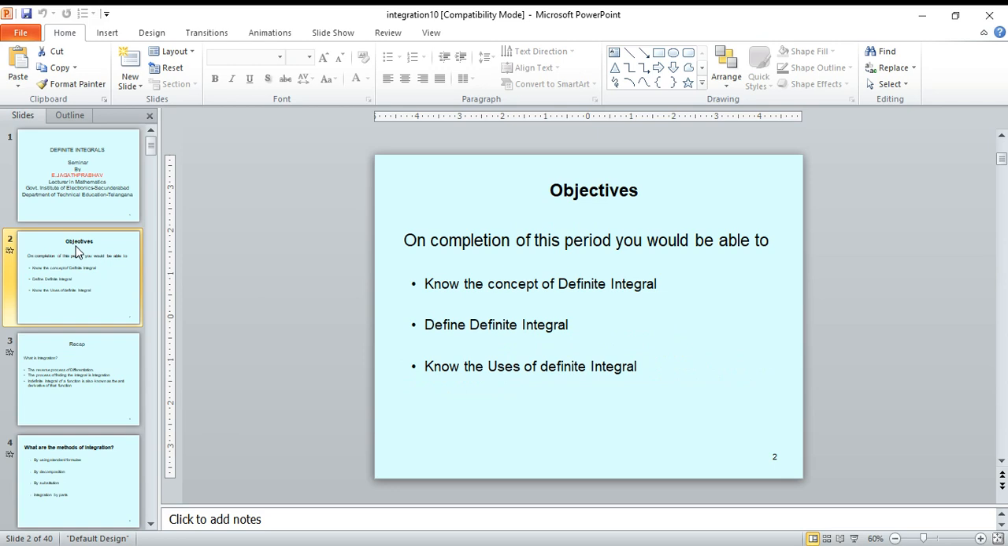Objectives. On completion of this period, you will be able to know the concept of definite integral and know the uses of definite integral.